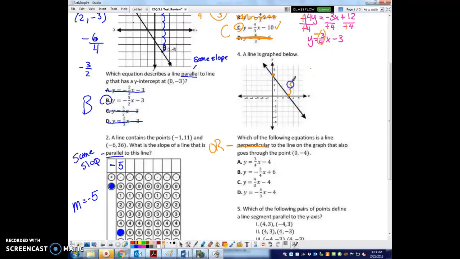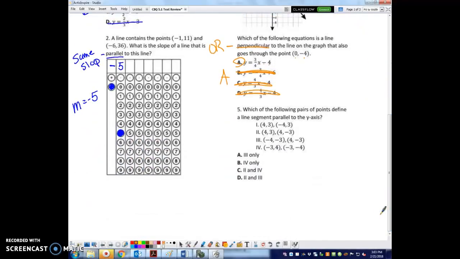Rise first. 1, 2, 3, 4. 4 over 1, 2, 3. Is it positive or negative? When you read it like a book, it's going down, so it's negative. Okay, so we need perpendicular. So if that's a negative 4 over 3, our new one will be a positive 3 over 4. Okay, so that's the slope we're looking for, positive 3 over 4. So it's not this one, it's not this one, and it's not this one. That was easy. And obviously this last part needs to be negative 4 because the y-intercept is negative 4.